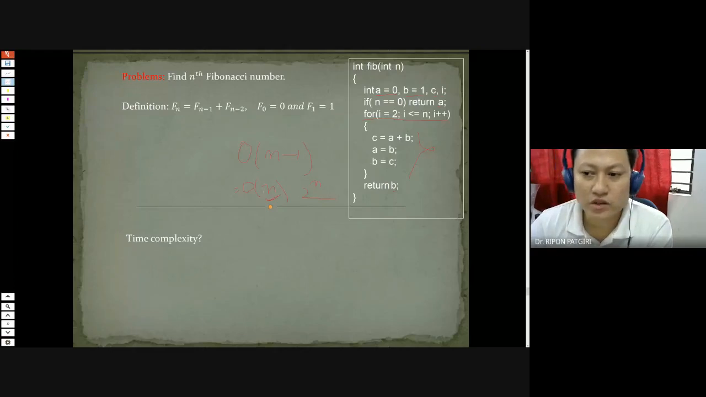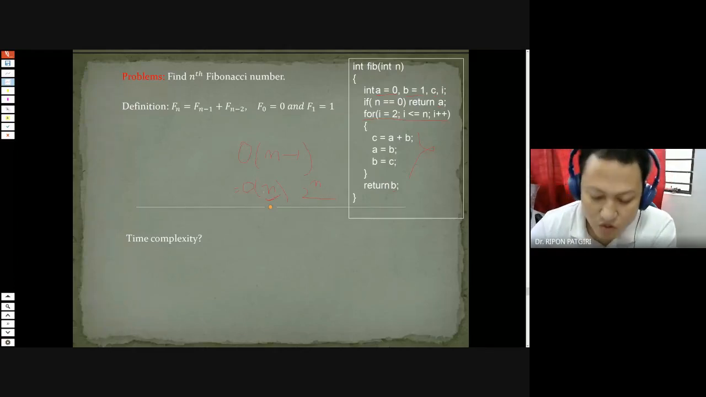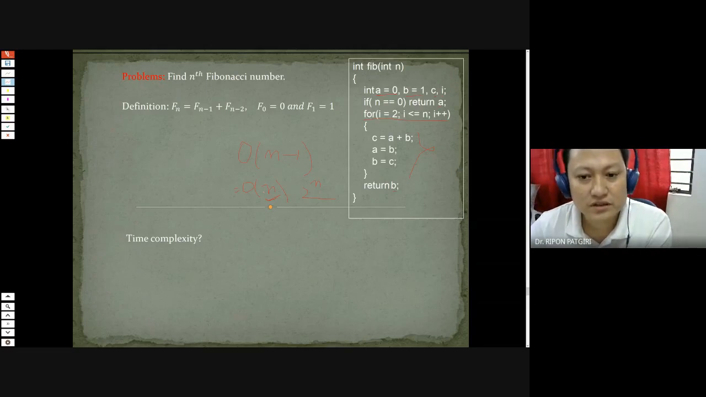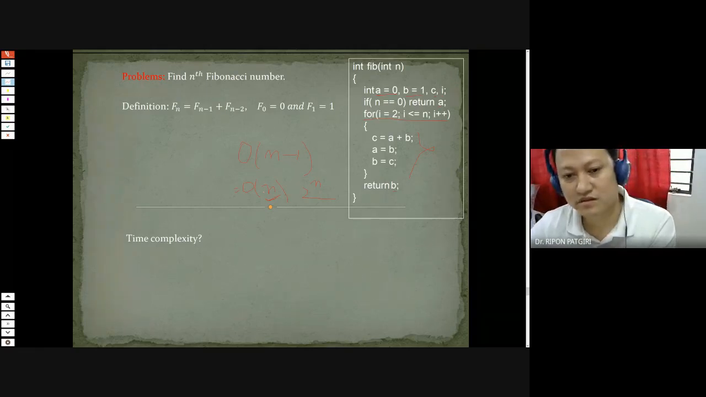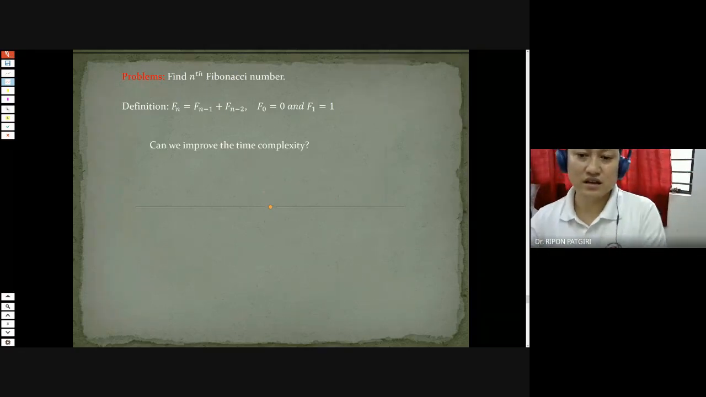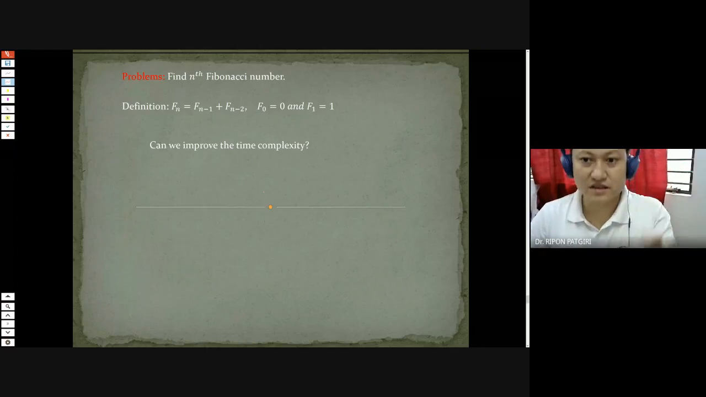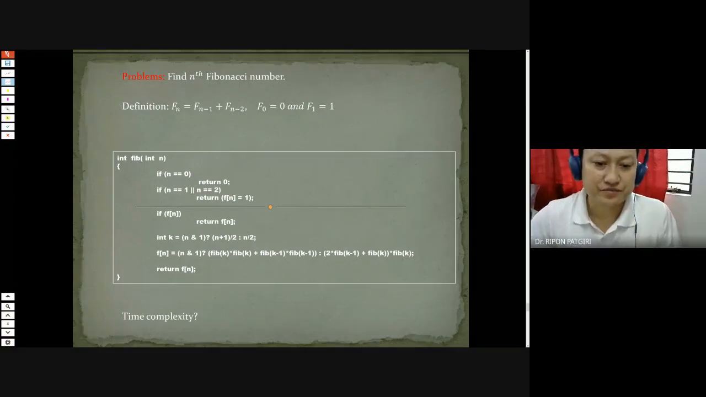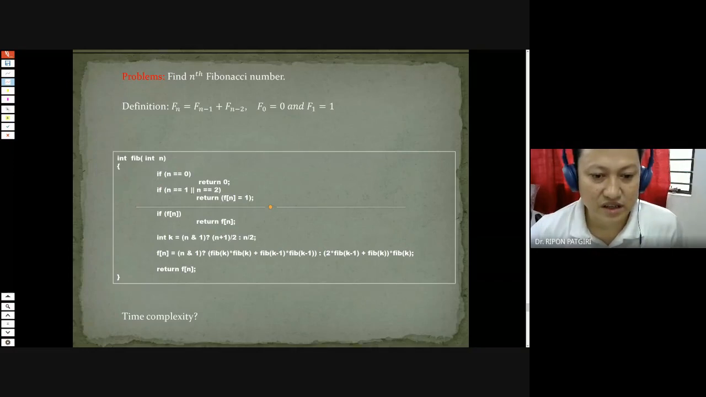So what will I do? I would like to improve the time complexity. How would I like to improve the time complexity? Using the binary search method, okay, and memoization. Let me discuss this. This is a new technique. It is taken from Geeks for Geeks. You can refer to Geeks for Geeks.